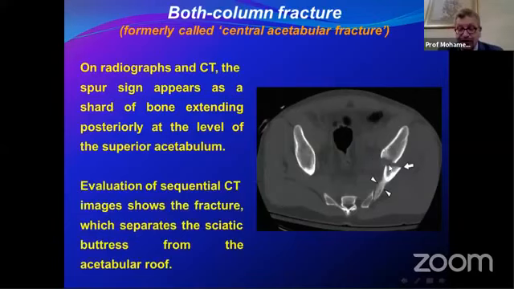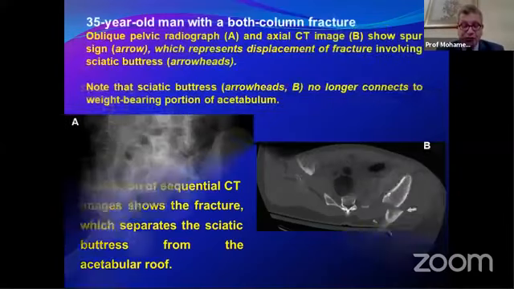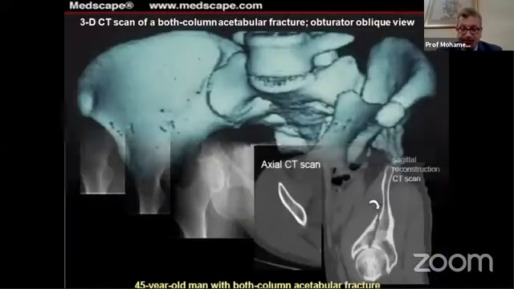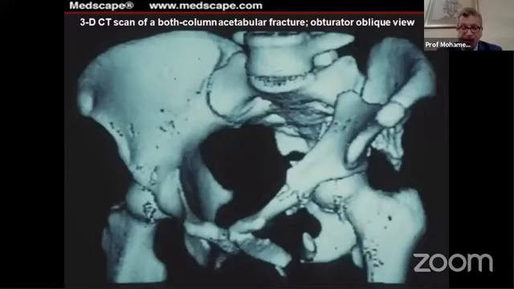This is the spur sign. On radiograph and CT, the spur sign appears as a sharp shard of bone or sharp edge of bone extending posteriorly at the level of the superior acetabulum. This is the spur sign. Evaluation of sequential CT images shows the fracture, which separates the sciatic buttress from the acetabular roof. This is the spur sign in a bicolumn fracture of a 35-year-old man. This is the example in 3-dimensional CT.